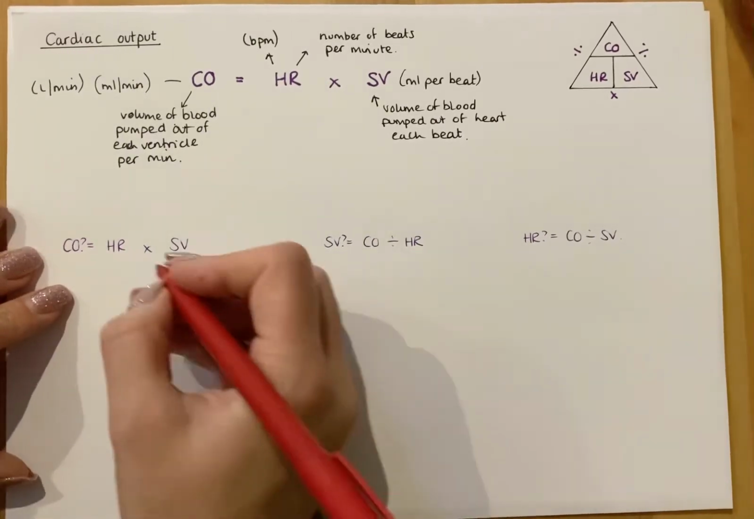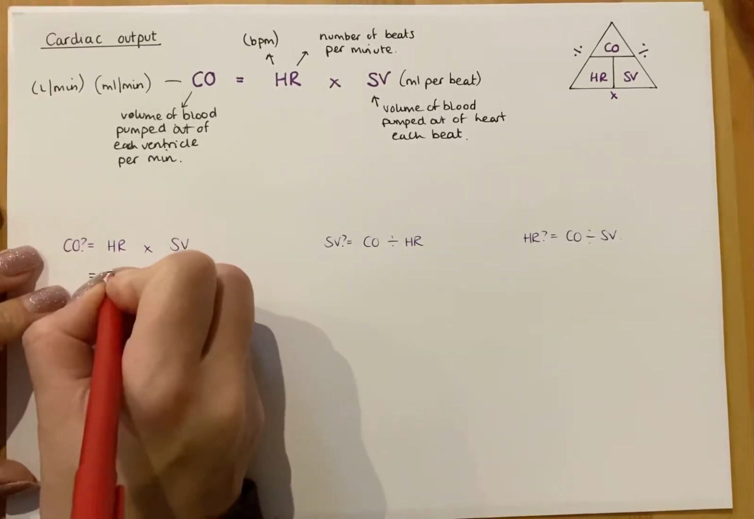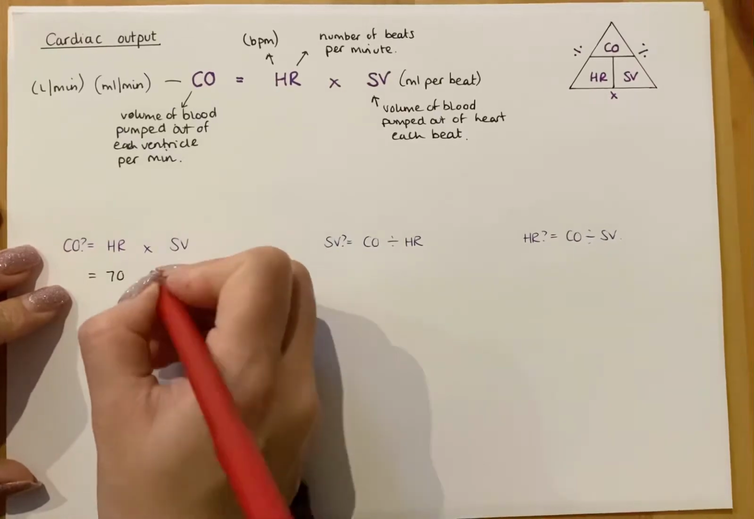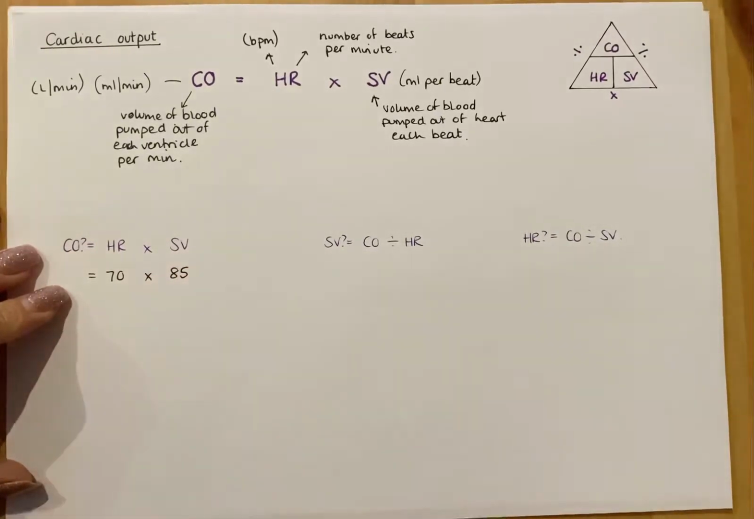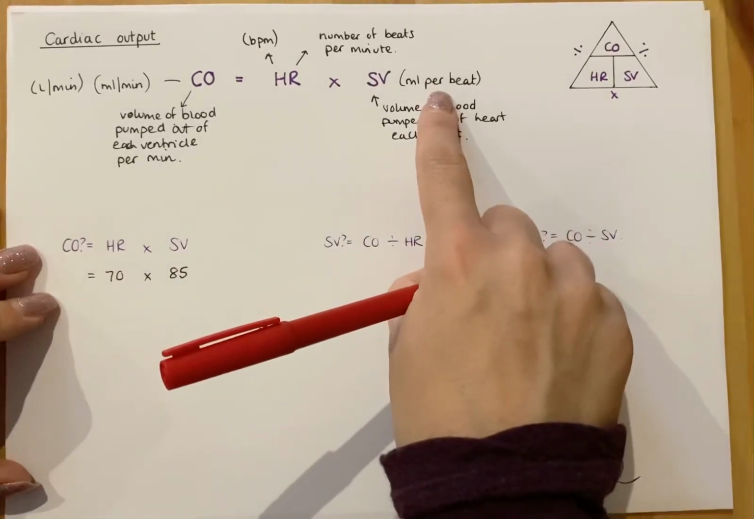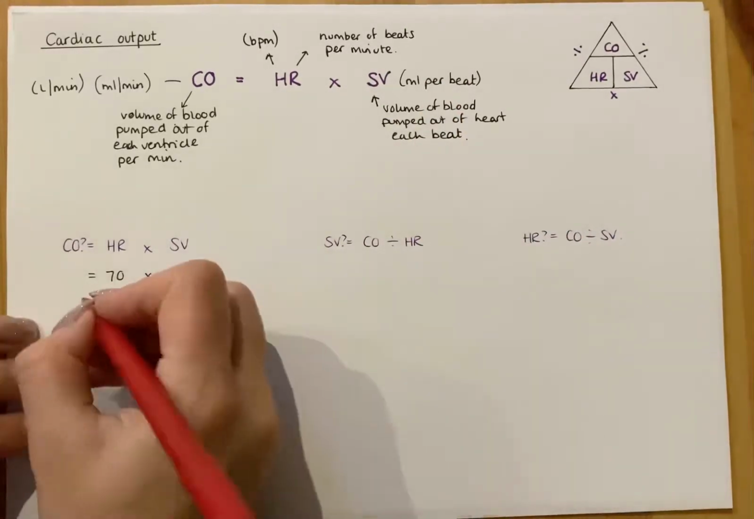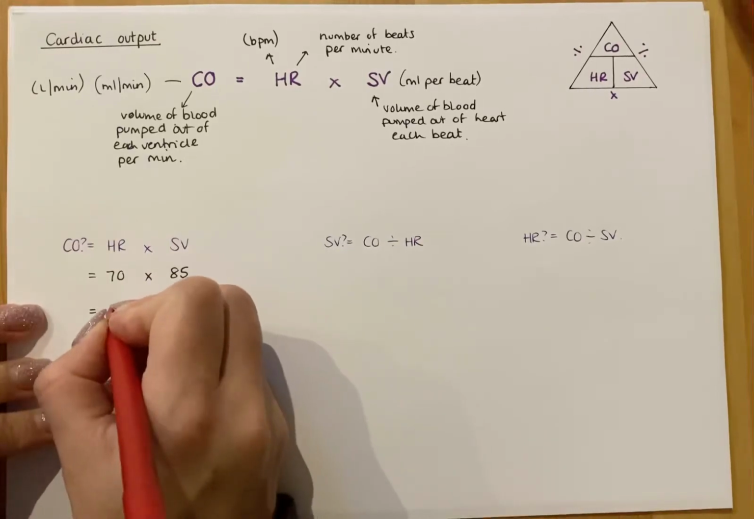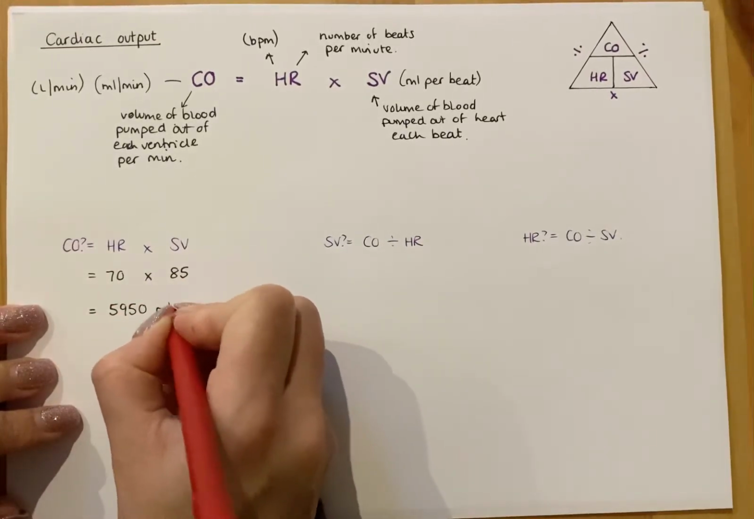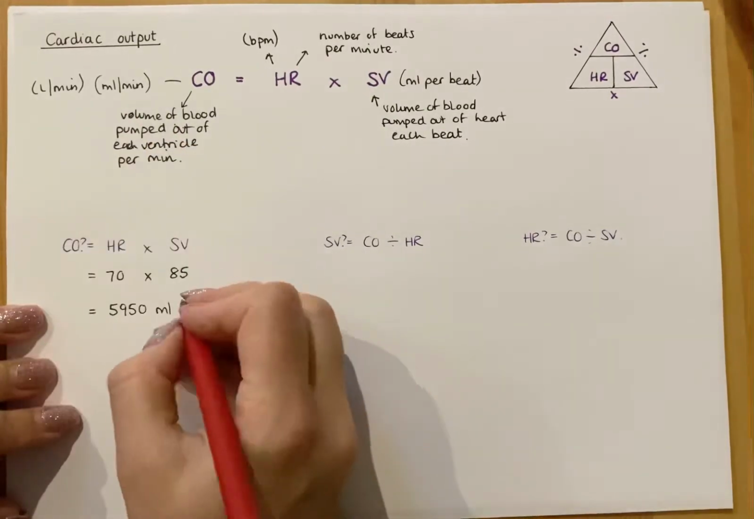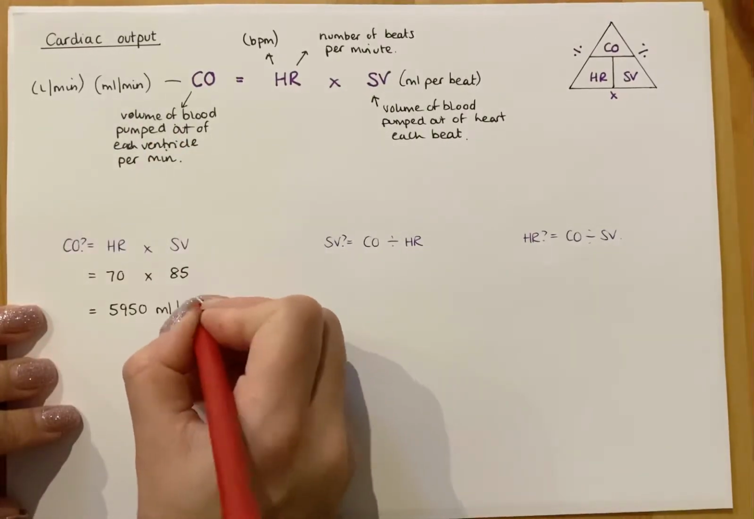So your heart rate, I'm going to give as an example, would be 70 beats per minute. And the stroke volume I'm going to give you as an example is 85. Now that is mils per beat. And then what we're going to do is multiply those together, and that'll give you an answer of 5950 mils per minute, because cardiac output unit is mils per minute first of all.